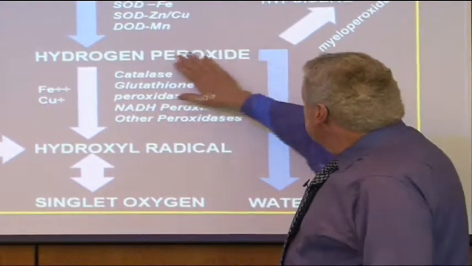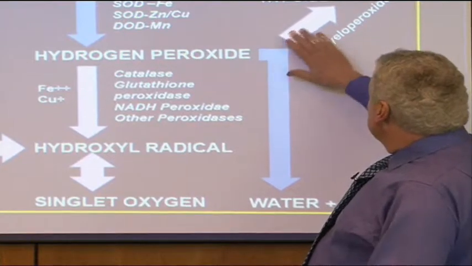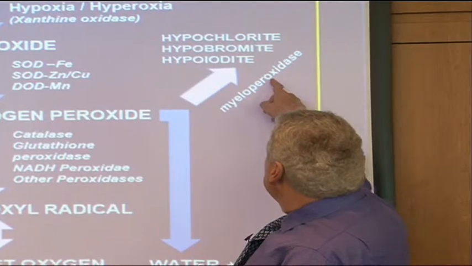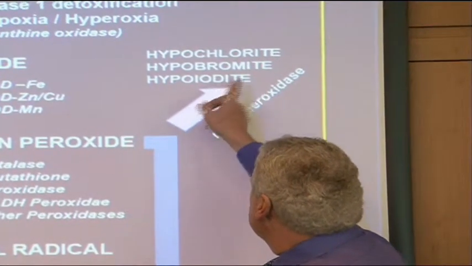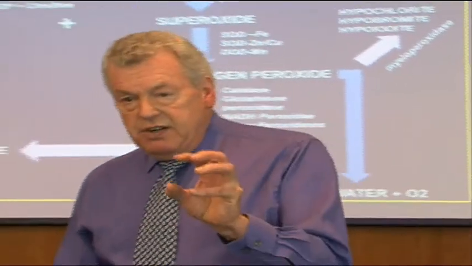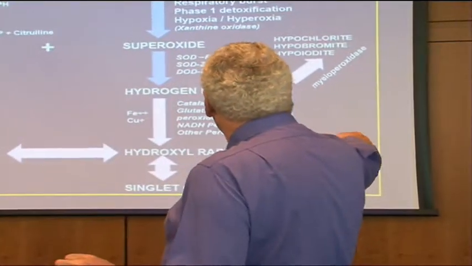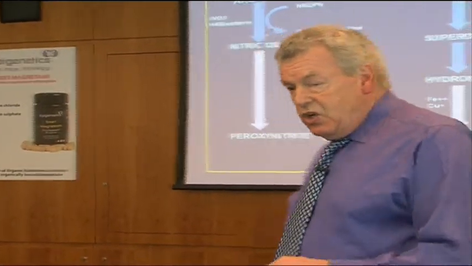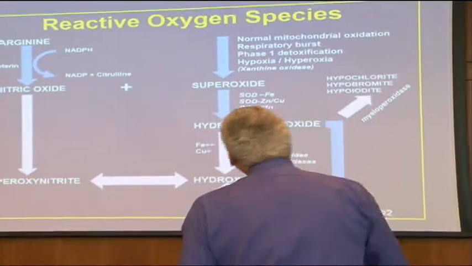Okay? Now, hydrogen peroxide can be converted here, as an alternative, by an important enzyme called myeloperoxidase to produce hypochlorite, hypobromite, hypoiodite, which are the killing radicals to kill bacteria. Okay, you've all heard of hypochlorite. It's household bleach. Okay, that's why household bleach kills germs, because it's a chloride oxidizing agent.